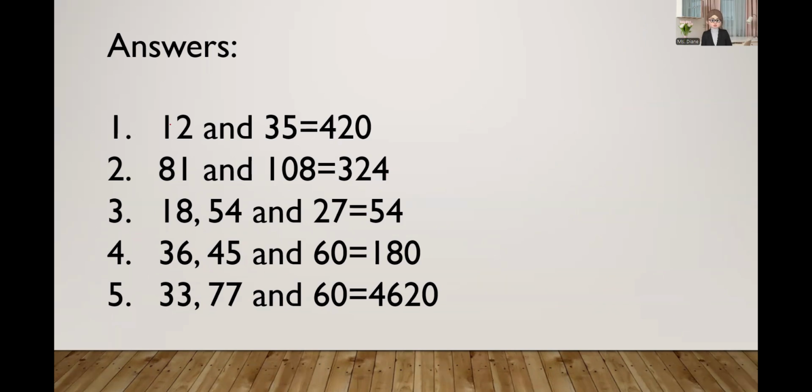Next, LCM of 36, 45, and 60. 36. So the factors of 36 are 6 and 6, right? 6 times 6. You can still factor this one out, 2 times 3. And this one, 2 times 3. So we have two 2's and two 3's. 36: 2 times 2 times 3 times 3.